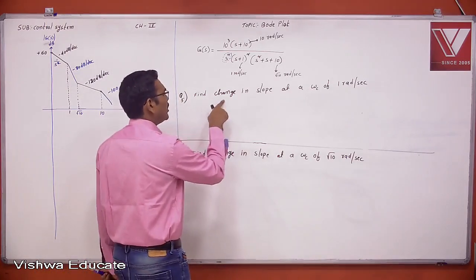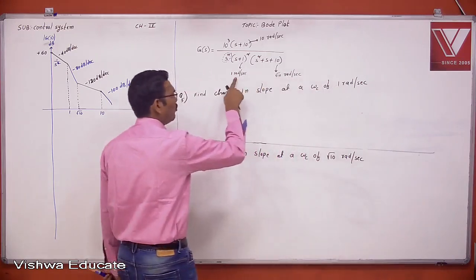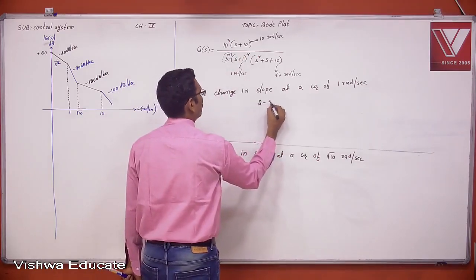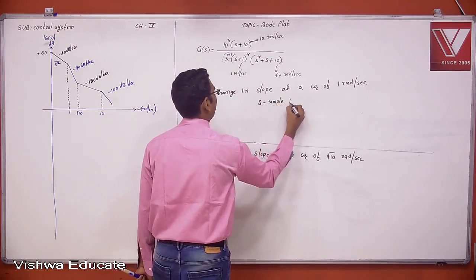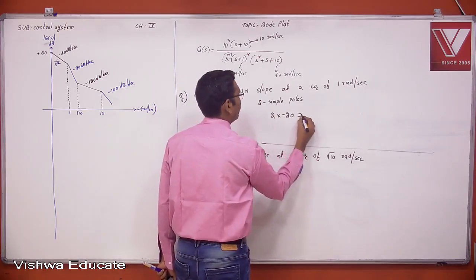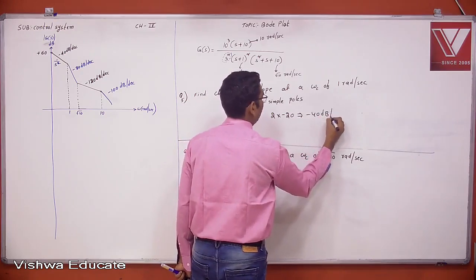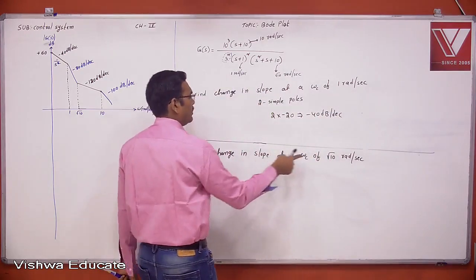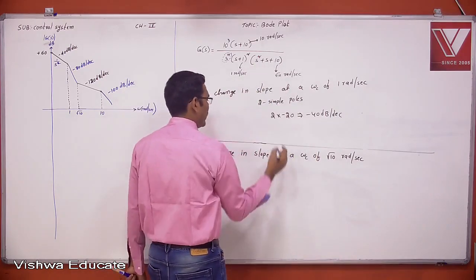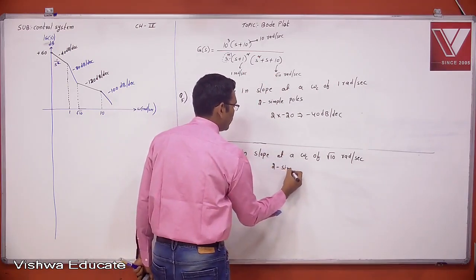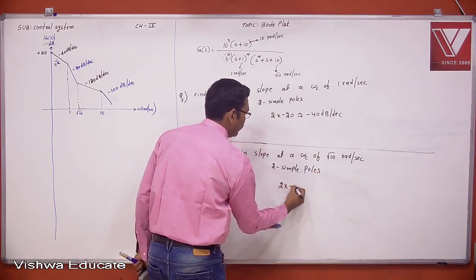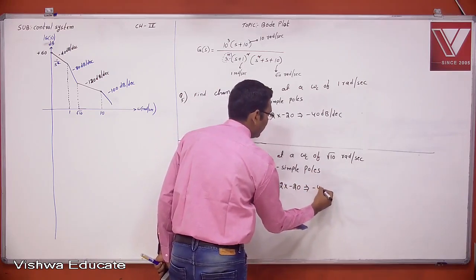So if you want to find the change in slope at 1 radians per second, go to 1 radians per second and measure the slope. At 1 radians per second, what is the slope? 2 simple poles, because corner frequency means definitely poles or zeros. 2 simple poles, which is nothing but 2 into minus 20, which is nothing but minus 40 dB per decade. Again, for the change in slope at root 10 radians per second, go to root 10 radians per second and measure the slopes. Again at root 10 radians per second, 2 simple poles or 2 finite poles, which is nothing but 2 into minus 20, which is nothing but minus 40 dB per decade.